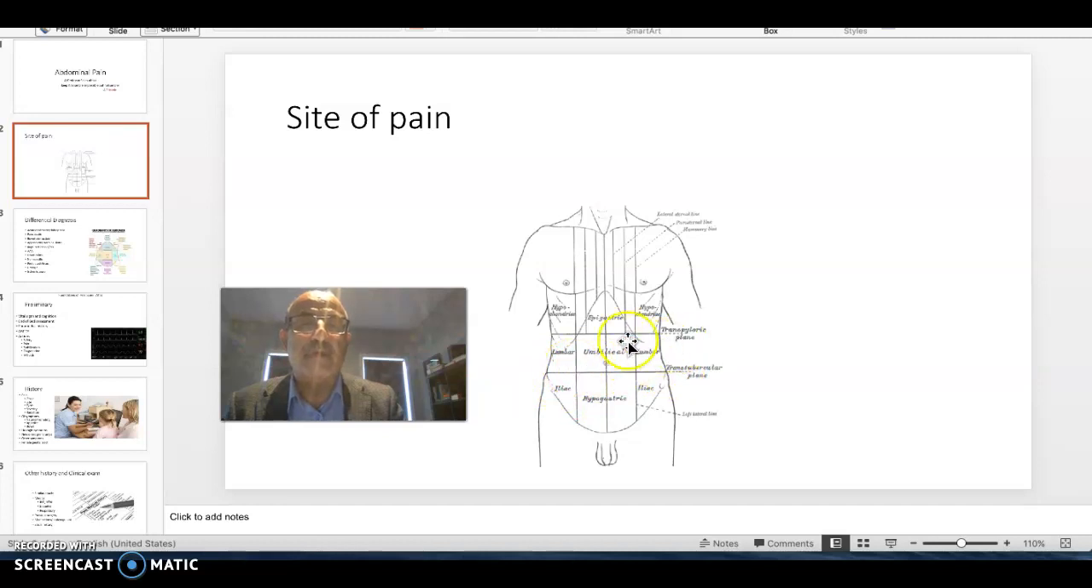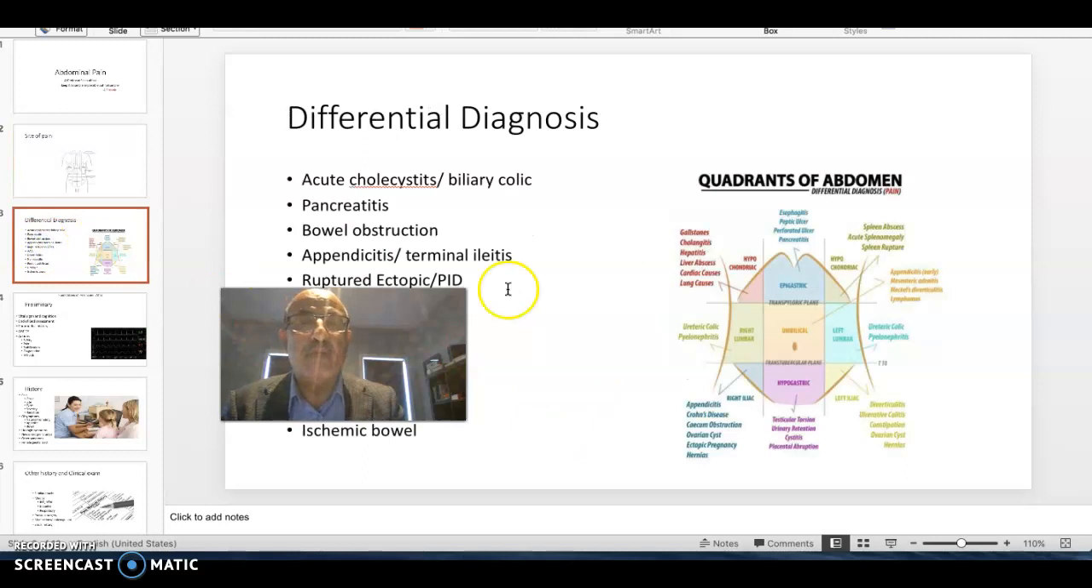Now, what will that give us? It will give us 9 regions: right hypochondrium, epigastric, left hypochondrium, two lumbar regions, paraumbilical area, right iliac fossa, left iliac fossa, and hypogastrium. So when you say the patient is having pain, try to specify where the pain is, or at least where the pain started, and whether it spread or not. So specify the areas of the abdomen. Now we move further.